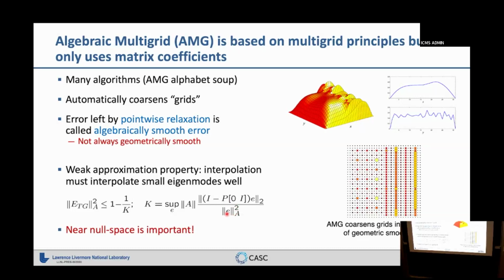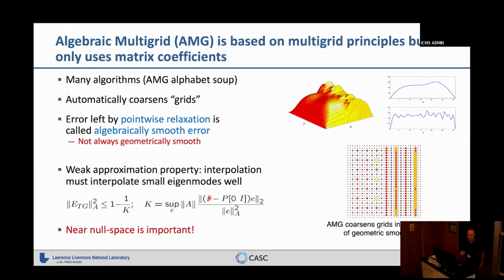So if you let E be an eigenvector of A associated with a small eigenvalue, then this denominator is small. So you need to make the numerator small, which means that you need to interpolate this error well, because you're restricting it to the coarse grid and then interpolating it again and then comparing it to itself. And so that has to be very accurate. And so what we really have to care about is the near null space, things that are very, very small. And you normally have to assume things ahead of time about that, with the exception of this one method called adaptive AMG, where we try to discover these near null space modes on the fly as we do the algorithm.